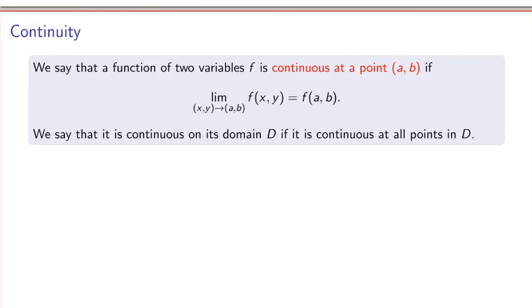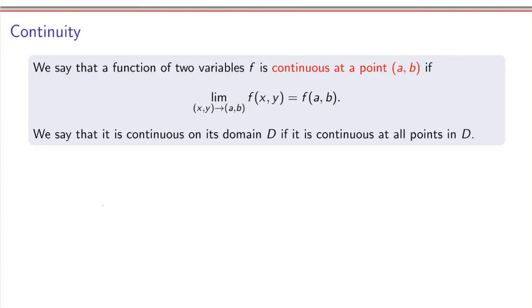Fortunately, there's one class of functions for which it is very easy, and these are continuous functions. So recall that in the case of one variable, a function was continuous if you can sketch its graph without lifting your pen. So that means there's no hole, there's no jump, anything like that. Now it's the same idea here, but the sketch of the graph is now a surface. So the precise definition is that a function of two variables is continuous at a point (a, b) if the limit of the function at this point exists and is equal to the value of the function at this point. And we also say that it's continuous on its domain if it is continuous at all points in the domain.